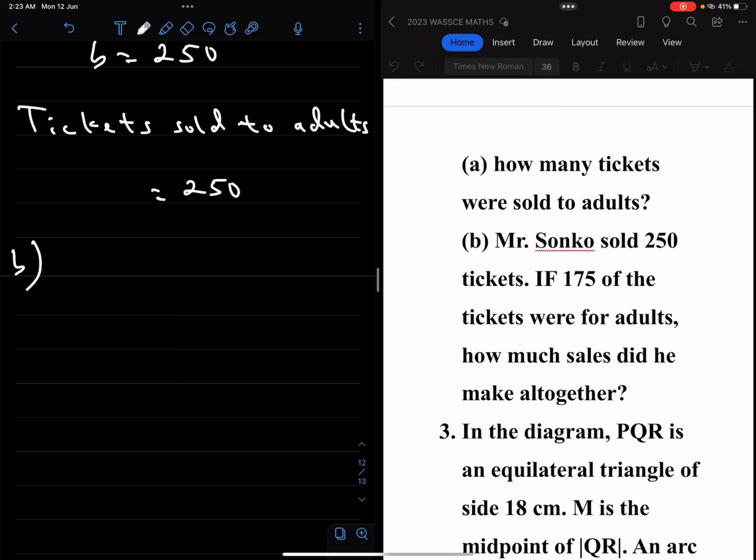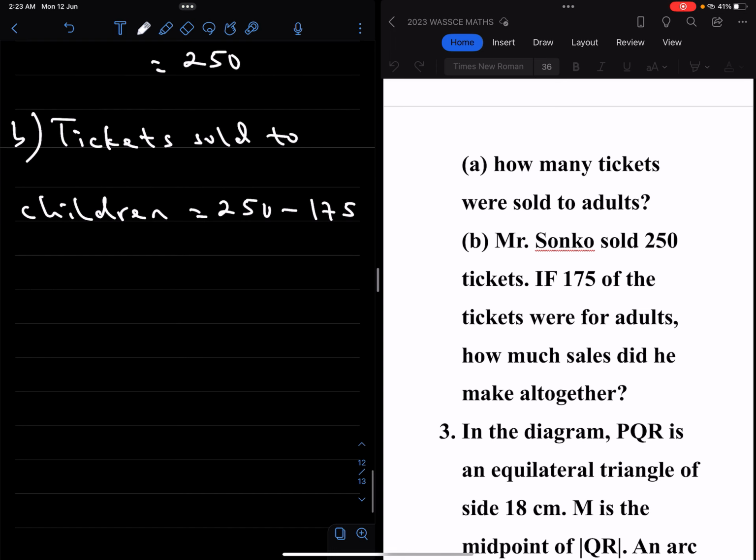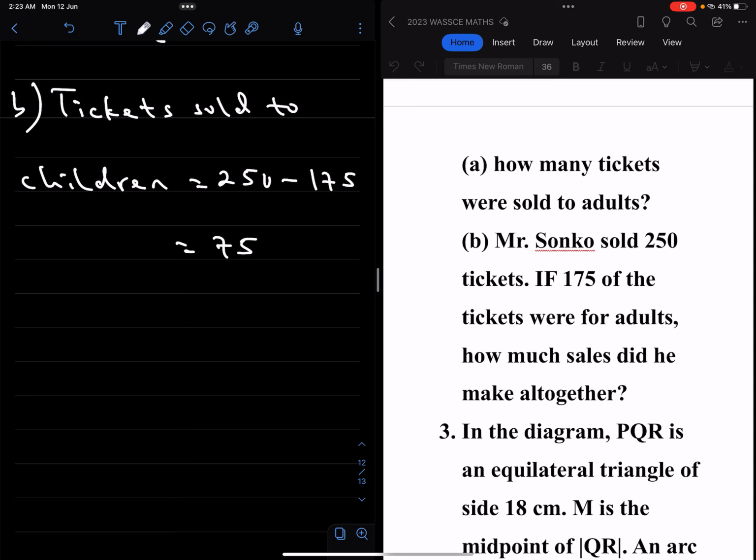That means the number of tickets that Mr. Sonko sold to children will be equal to 250 minus 175. Yeah, that's correct. 250 minus 175, and that's 75. So that means he sold 75 tickets to children. Now, what's the question? The question is, how much sales did he make altogether?